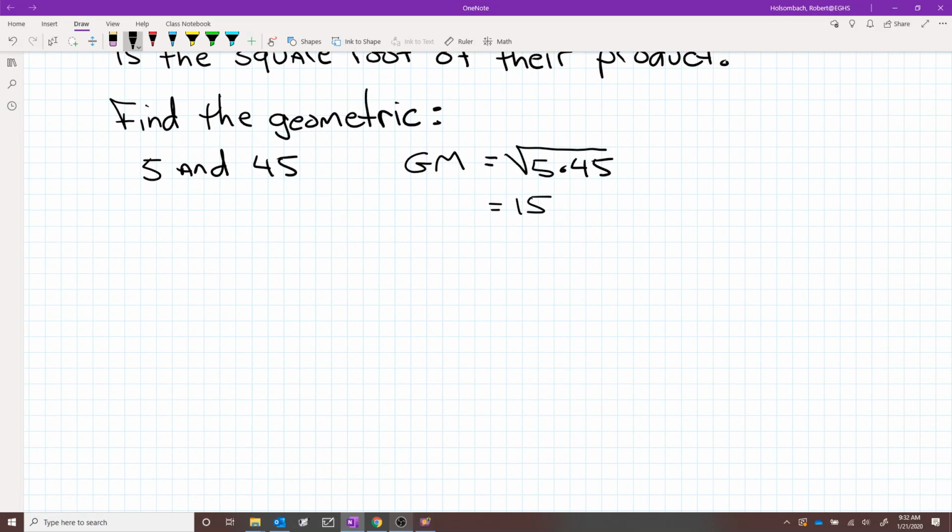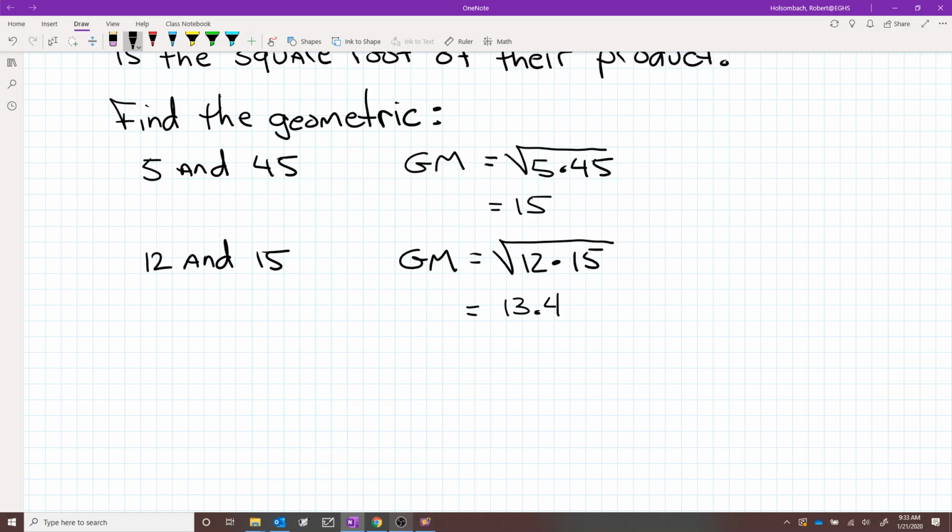If you have to find the geometric mean of 12 and 15, the geometric mean would be equal to the square root of 12 times 15, which is about 13.4. Everybody alright with that?